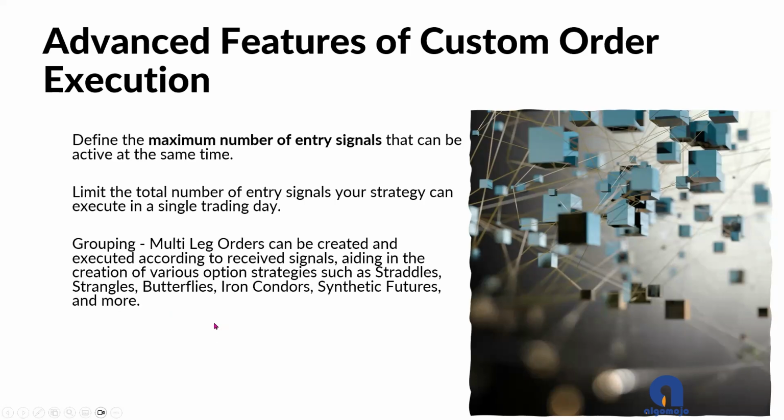Now, if you're an options trader and you'd like to place multiple orders based on a single signal to execute all the legs of an option strategy, you can do that by creating the individual legs and grouping them together, and based on a single signal received, all the orders for that particular option strategy can be sent across in the sequence that you would like to get it executed.